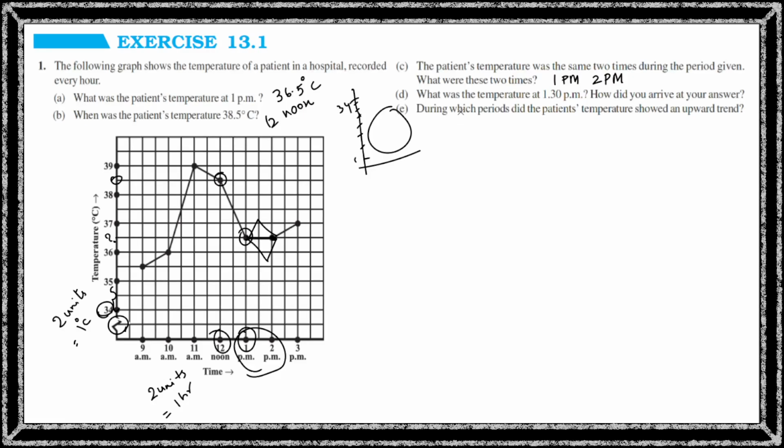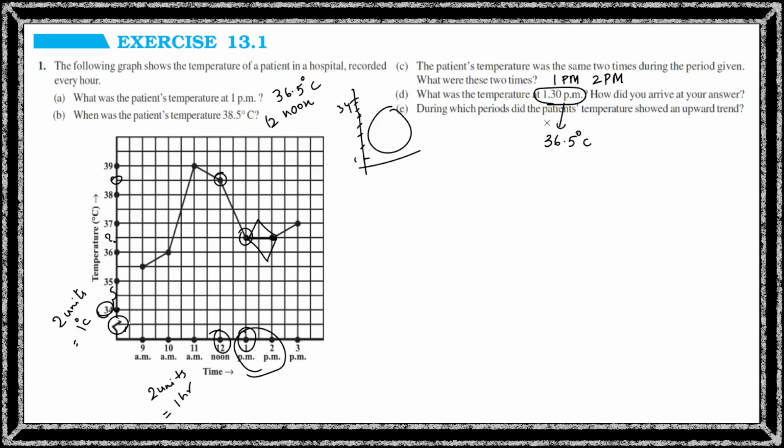So the patient's temperature was the same 2 times during the period, which is 1 p.m. and 2 p.m. Now here, for 1:30, like I said, you are not going to see a person's temperature going very high and coming back to 36.5, or going down and then coming back. We are making a very reasonable assumption that it is most probably going to remain 36.5 during this entire 1 hour, 1 p.m. to 2 p.m. So that is your answer for the D bit.